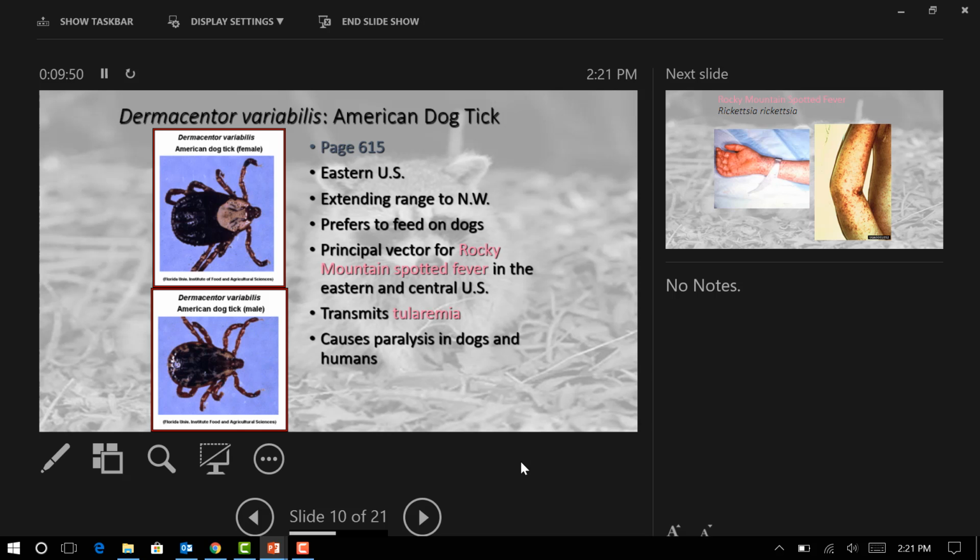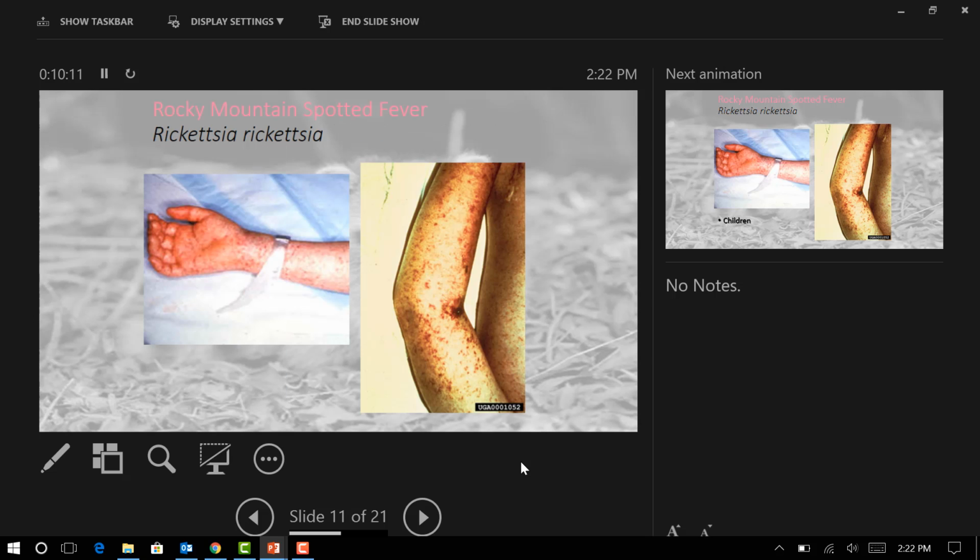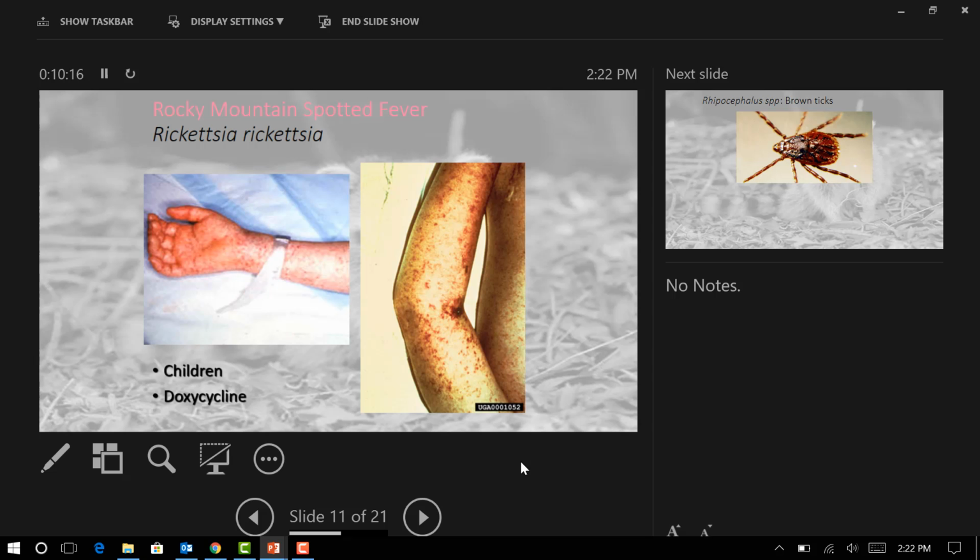Has a similar range. Find it in the eastern U.S., but extending up into the northwest and you find it along the Rocky Mountains, which makes sense considering the name of the disease. Also causes tick paralysis. That's interesting, the whole projector shifting around because there's somebody jumping up in 20. So here's Rocky Mountain spotted fever caused by the bacterium Rickettsia, treated well with doxycycline, but in immunocompromised people or in people that their bodies are taxed for other reasons, children and those that are older, it can be incredibly dangerous and even fatal.